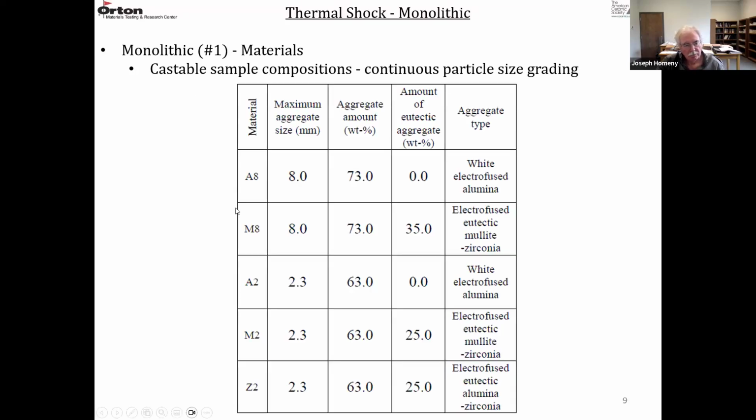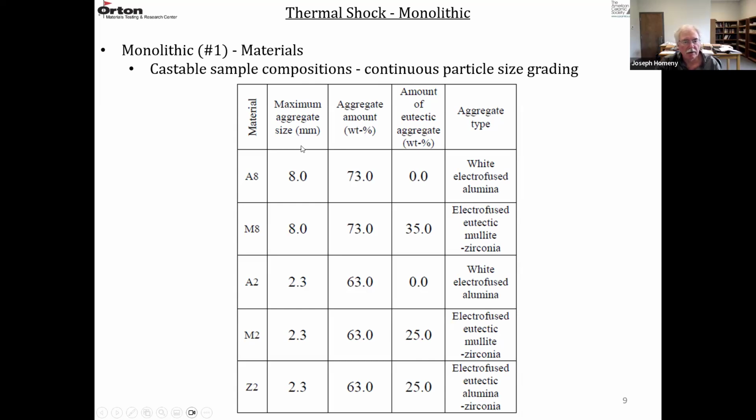So they had 5 different castable compositions. These are all based on continuous particle size grading. That's typically what's used in a castable to allow the material to flow. The other approach would be gap sizing. Gap sizing is good if you're pressing a refractory brick to get high density, but gap sizing is not good for flowability. So a lot of the castables are based on a continuous particle size grading.